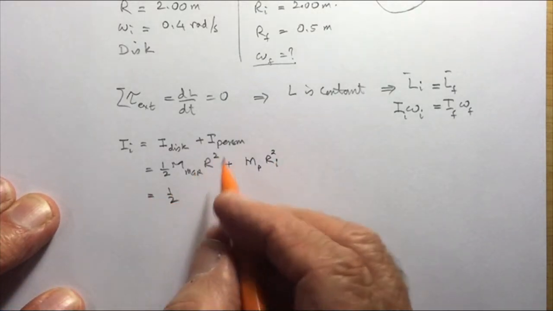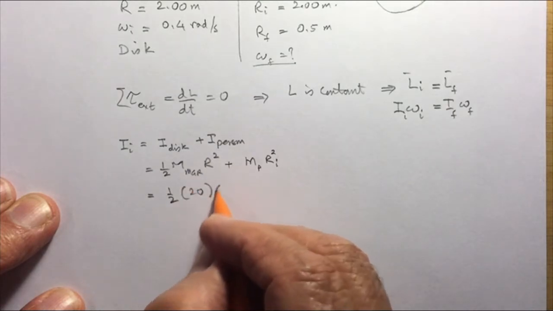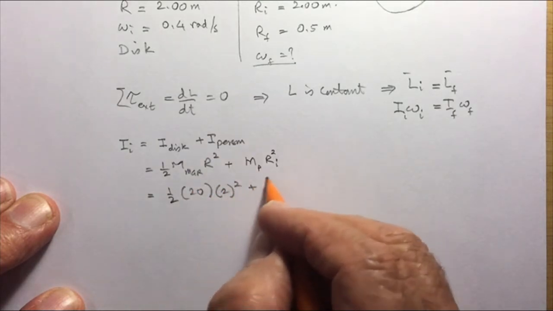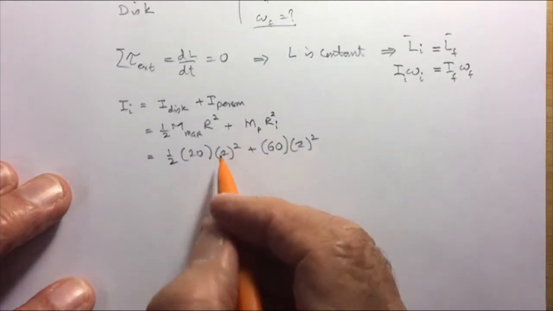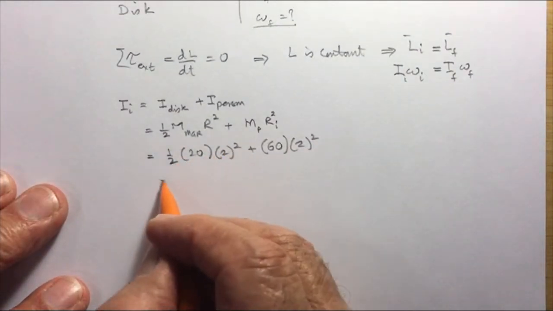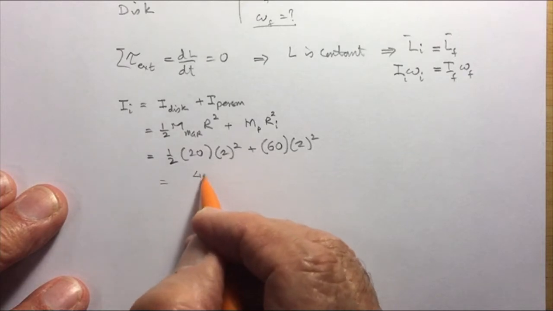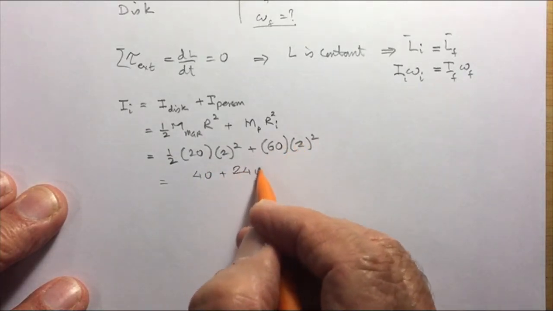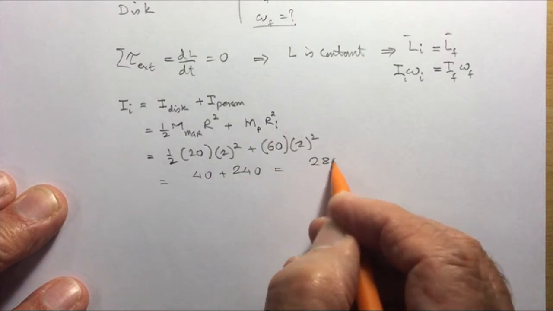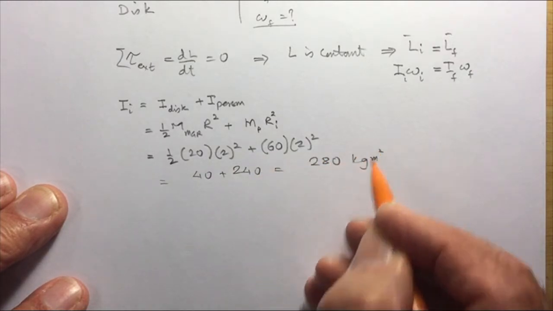So the mass of the merry-go-round is 20 and r is 2 squared. Mass of the person is 60 and the person is also at 2. That's 2 to the 4. That becomes 40, and 4 times 60 is 240, so it becomes 280 kilogram meter squared.